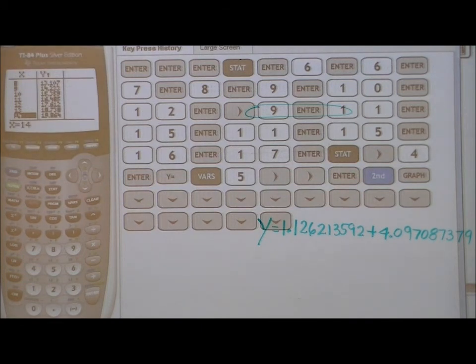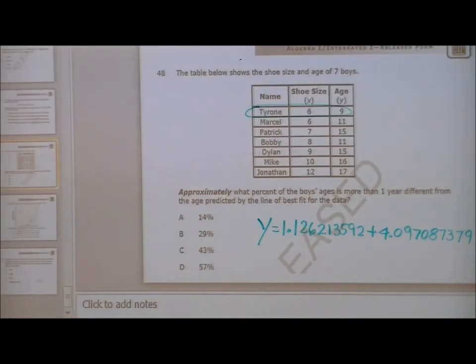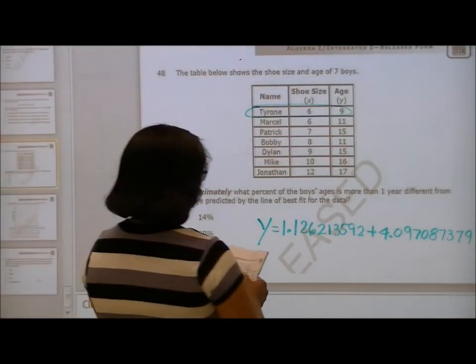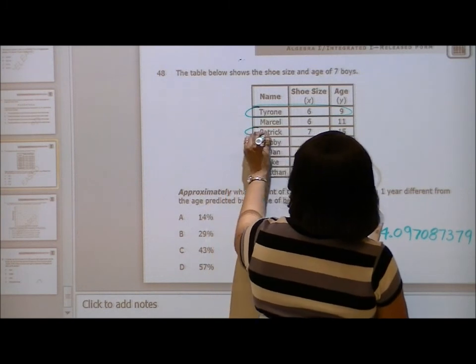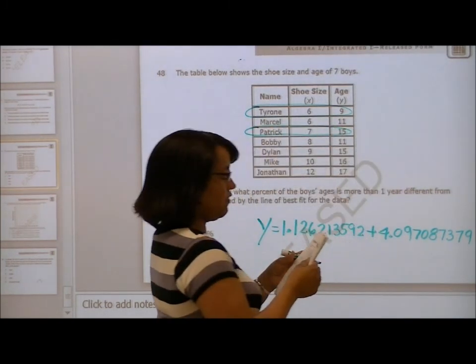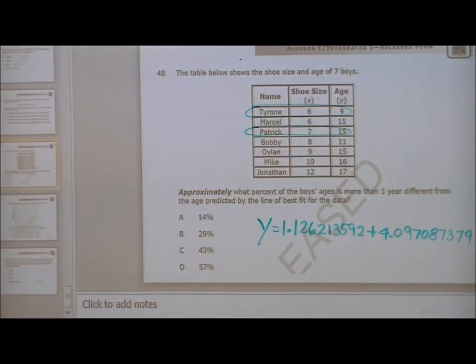We have 15, and for their 7, we have to go up a little bit more. They have 11.98. That definitely is more than one off. So go down and circle that one, where your x is 7. And then you have that 15. So now look at 8, see what you think. Look at 8.